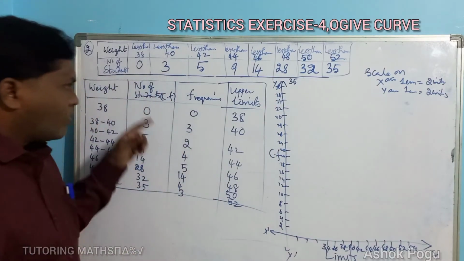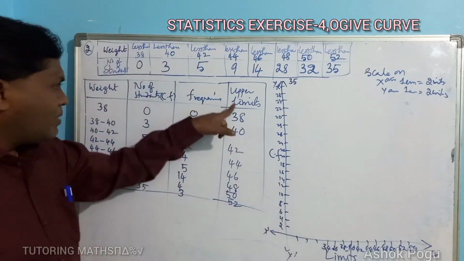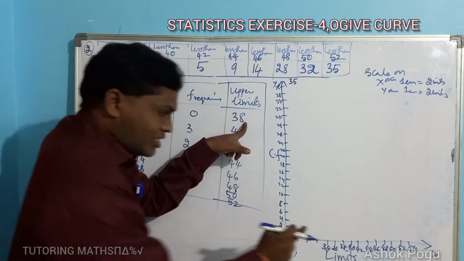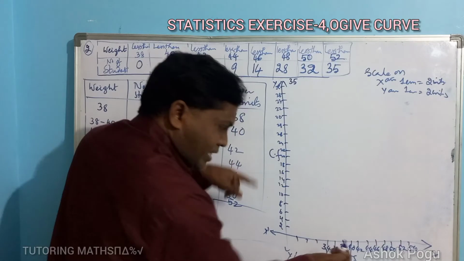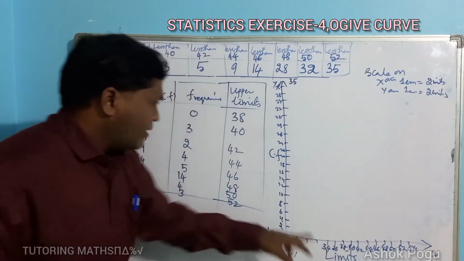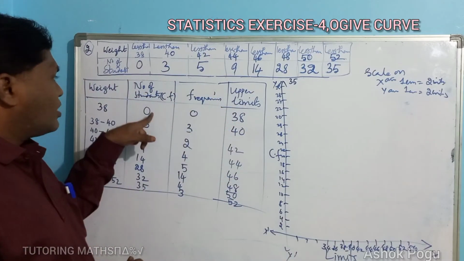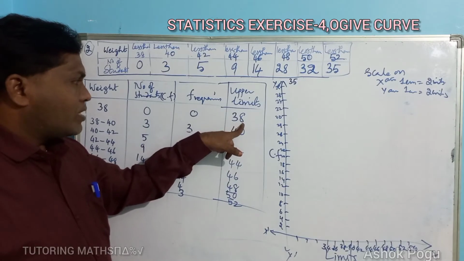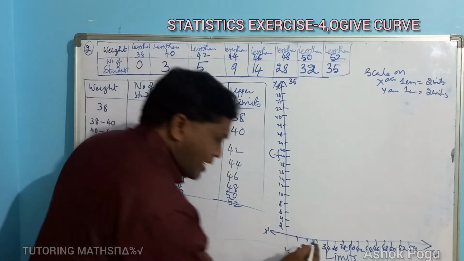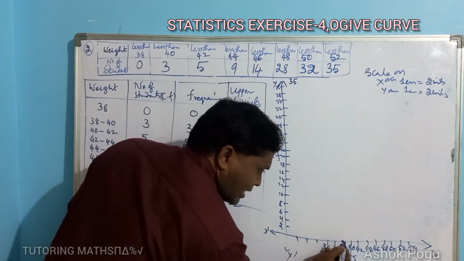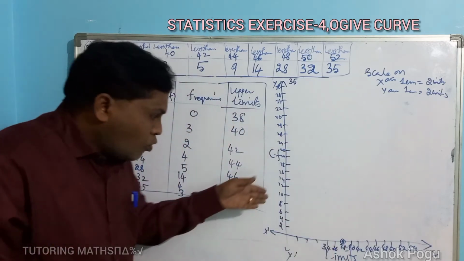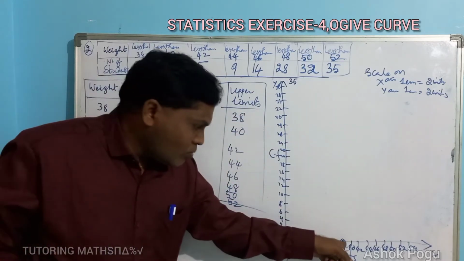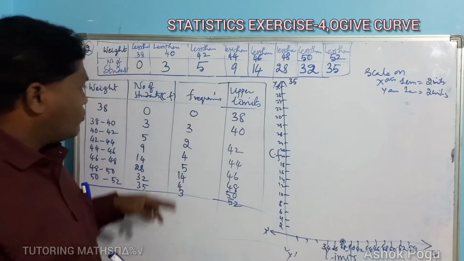Now let us take the limits. The first limit is 38. We have 38 here. And for the 38 limit, what is the cumulative frequency? 0. It means on the axis itself. No y value. The y value is 0, which means you should take it on the axis itself.